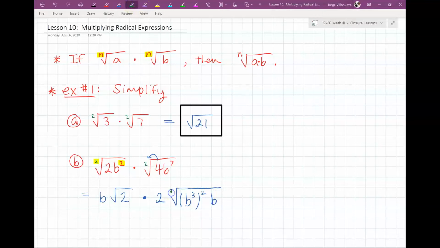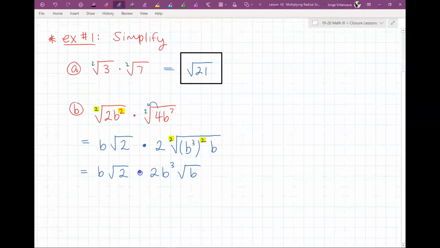Notice the index, not a 3, I don't know why I keep putting 3's there. The index matches this power. That means a b to the 3rd can come out. So this is b radical 2 times 2b cubed radical b. Okay, that b to the 3rd was able to come out because the index and the power match. Remember, we talked about that in one of the previous lessons. I think it was 2 lessons ago, that if the index equals the power, then the radical will disappear for that term, and it just becomes whatever the term happens to be. So in our case, b to the 3rd.